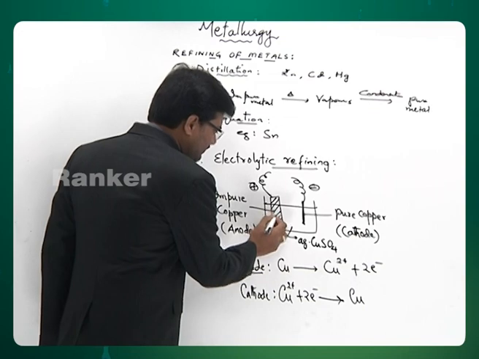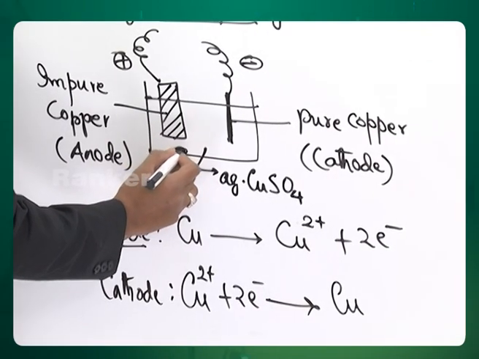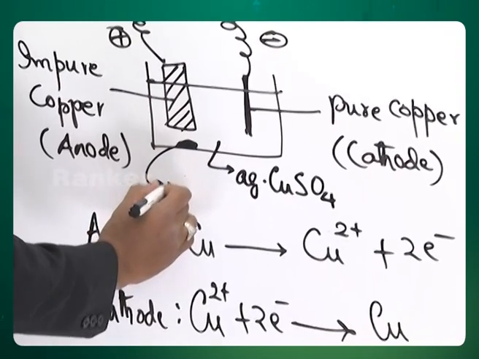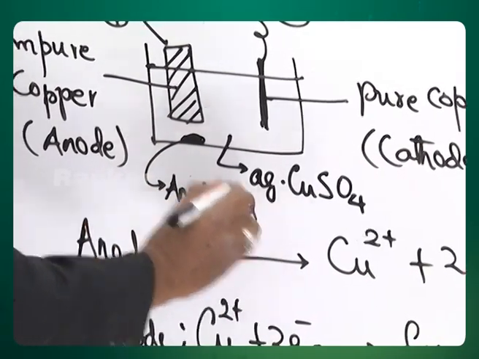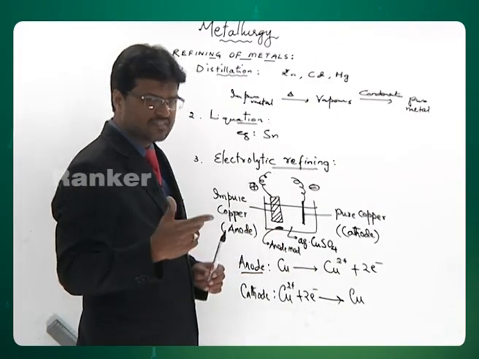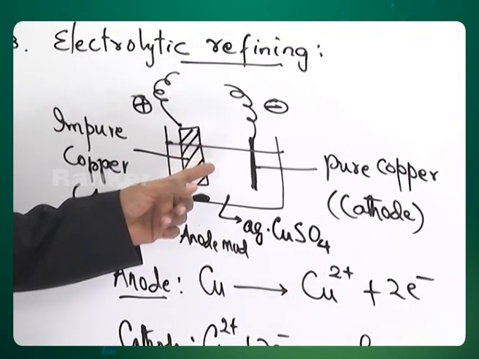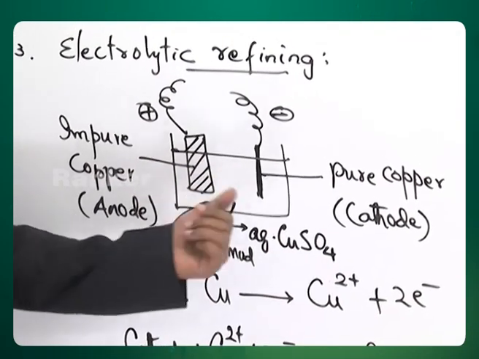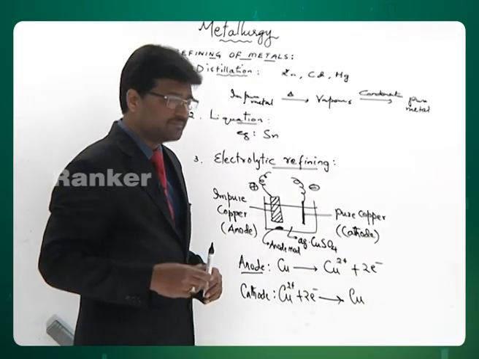All the impurities which are present in the anode will fall down here as anode mud. Anode mud consists of costly metals like gold, silver, etc. This will fall down. Copper gets oxidized to cupric, enters into solution, then it is picked up by the cathode. The cathode grows in size as time goes.